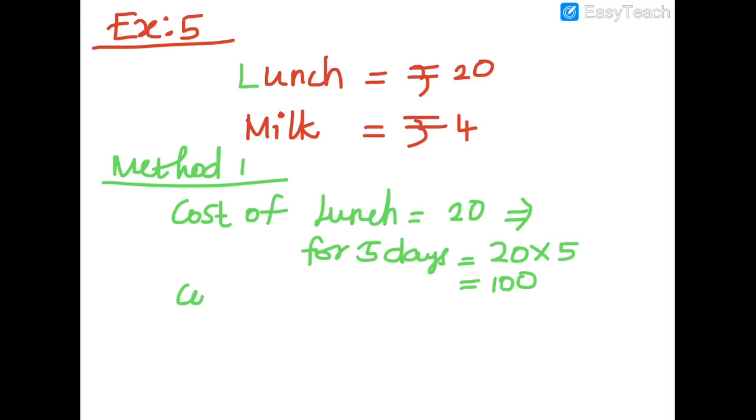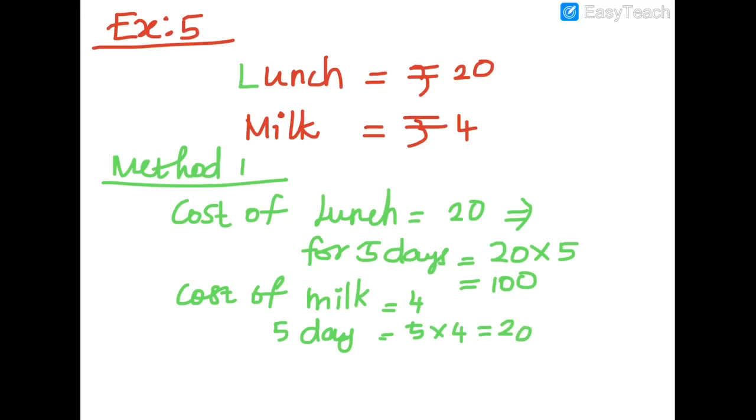In the same way for the cost of milk. The cost of milk is 4. So for 5 days, 5 into 4. What is the value? 20. So the total amount at the end of the 5 days is 100 plus 20, which means 120. So this is one way. Individually, I just multiplied. For lunch how much, for milk how much. So what is method 2, sir?